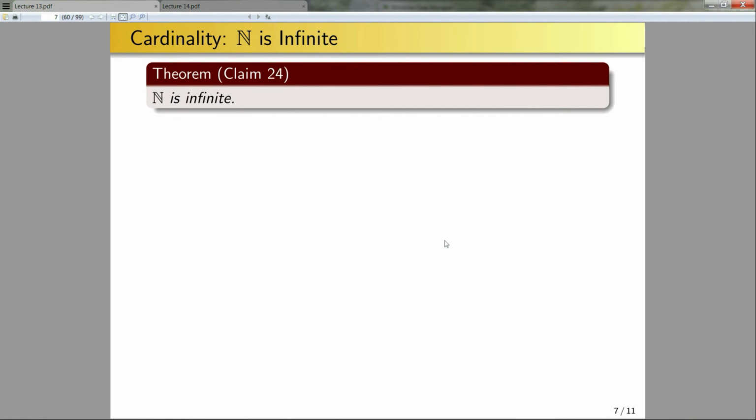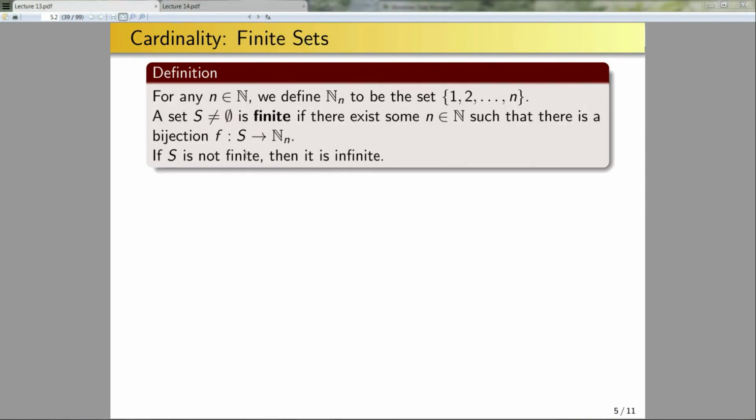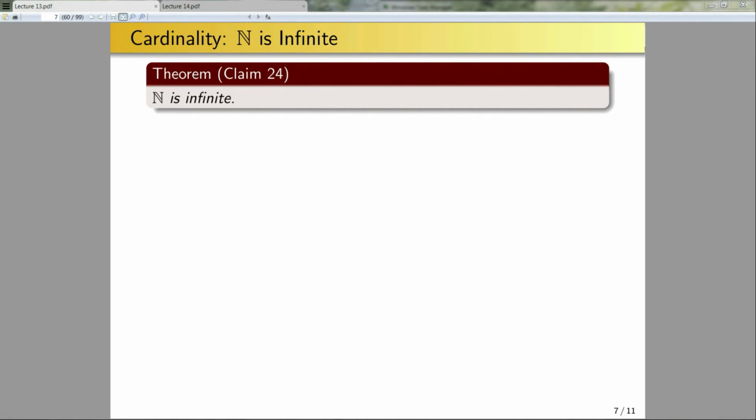So now on to another claim. N is infinite. So how would I prove this? Well, if I go back to my definition, if a set is not finite, then it is infinite. Thus, I need to show that there is no bijection f from S to N sub n for any value n in N. So thus, I need to disprove the statement, there is a bijection from N to N sub little n. So if I want to disprove a statement like that, I really don't have much to work with by just starting with an arbitrary function and trying to show that it's not bijective. That's a very hard problem.